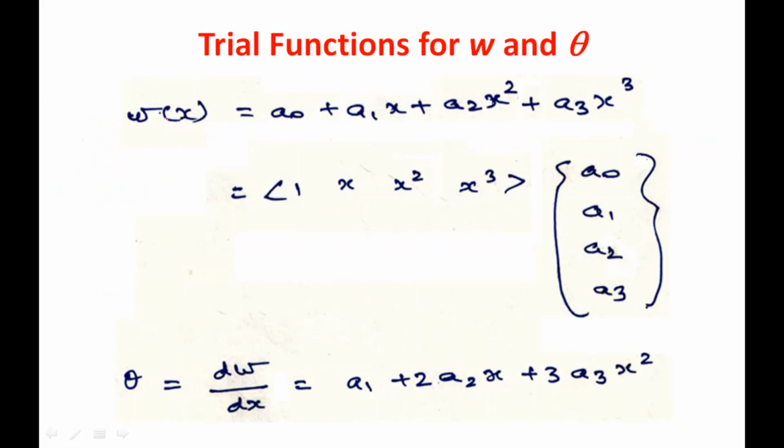For deriving the shape function, first we have to assume a trial function, that is a polynomial trial function. Since we want to derive 4 shape functions, here we are considering a polynomial function having 4 unknown coefficients: a0 plus a1x plus a2x square plus a3x cube. From this equation we can understand that the transverse deflection of a beam is defined by a third order polynomial. So that means it is a non-linear function.